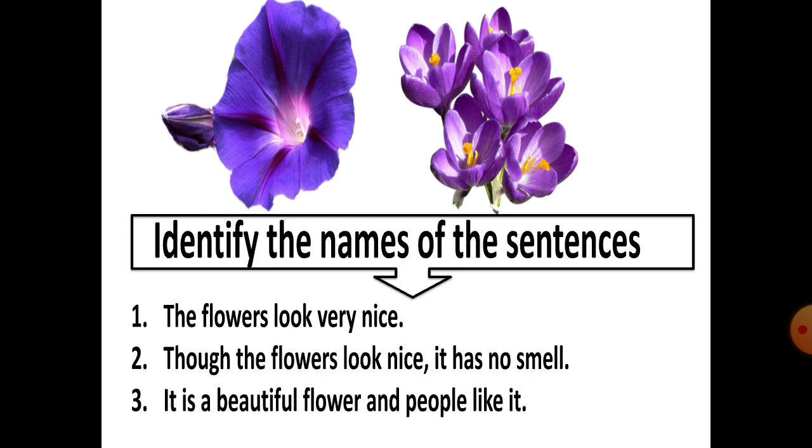Look, I have these sentences in two parts. The flower looks nice. It has no smell. Here two subjects are used. In the first part, the flowers. In the second part, it. And these two parts of the sentence are divided with a punctuation mark, comma.